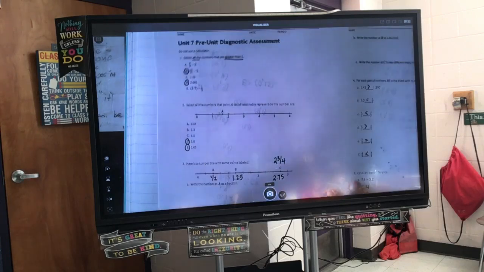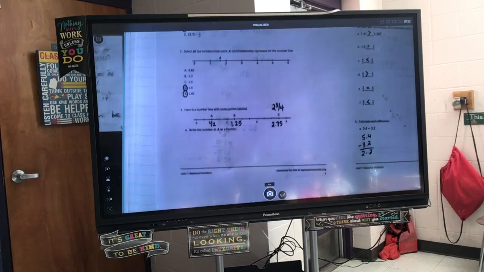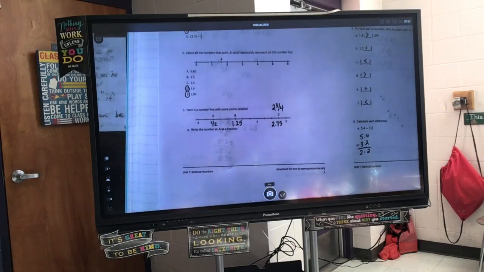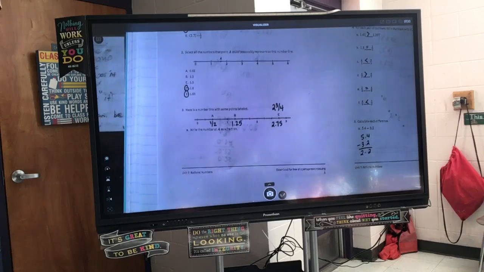For number 3, it's asking you to write the number at A as a fraction. For B, it says write it as a decimal. And for C, it says write as a fraction and a decimal. So you should have a half for A, 1 and 25 hundredths for B, and then 2 and 3/4, and 2 and 75 hundredths. Again, make sure you have the correct information there. Thumbs up when you have this written down.